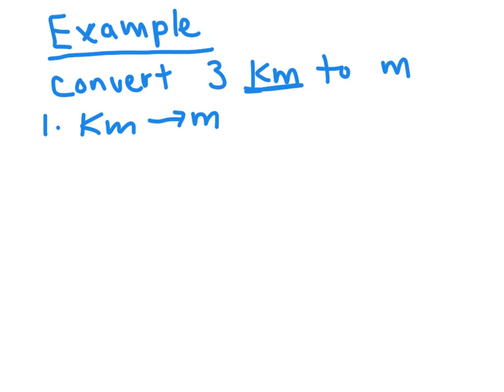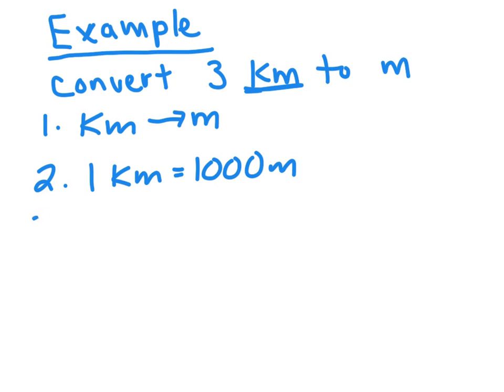Now, step number 2 says I need to choose a conversion factor. So I need one of those relationships. How many of this are in that? And I need it to have kilometers and meters. Okay, so step 2, I'm going to look at it. I'm going to say, all right, I know this. I know that 1 kilometer equals 1,000 meters. And if you're ever unsure of a conversion factor, feel free to look it up on Google. Just type in how many meters in a kilometer.